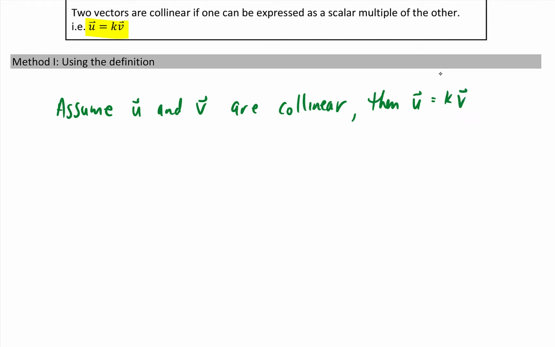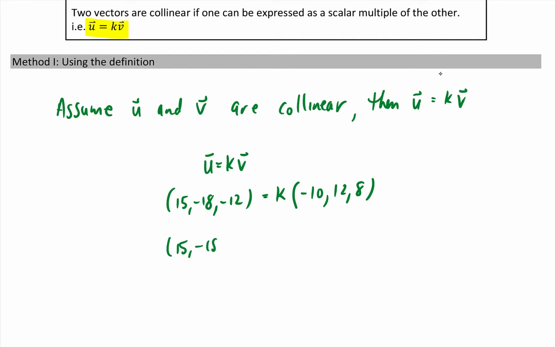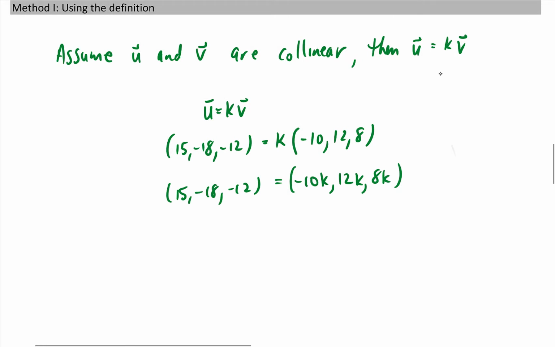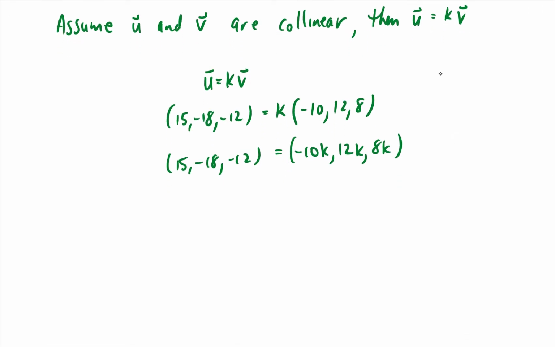So we're going to start with a definition. So u equals kv. So remember that u is 15, negative 18, and negative 12, and that's equal to k times negative 10, 12, and 8. So now we have 15, negative 18, and negative 12 is equal to negative 10k, 12k, and 8k.